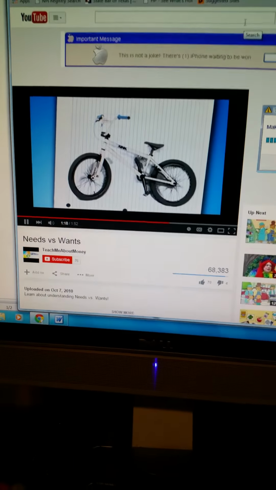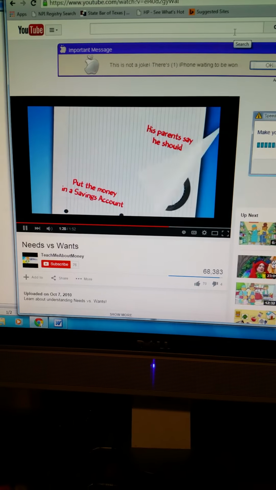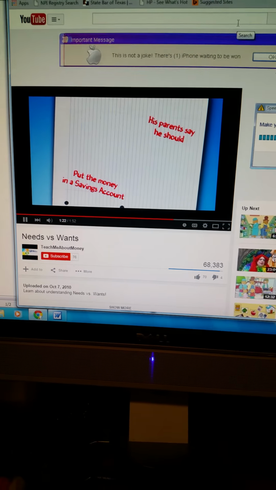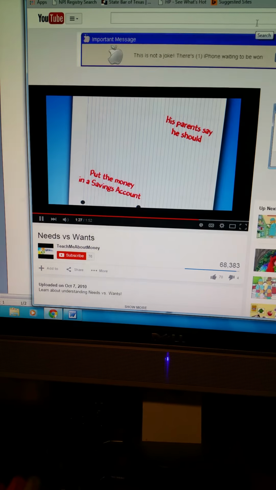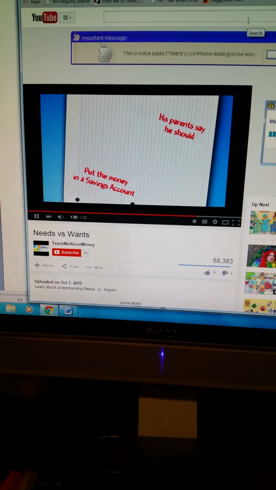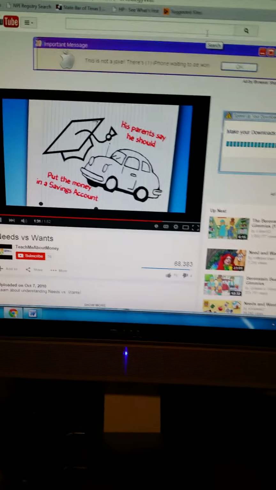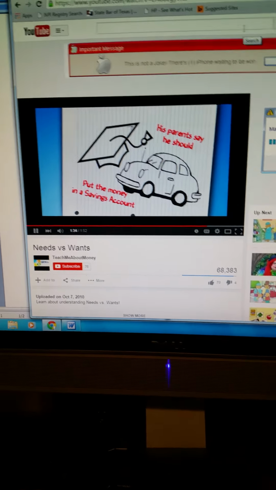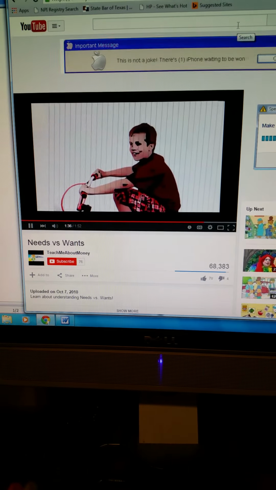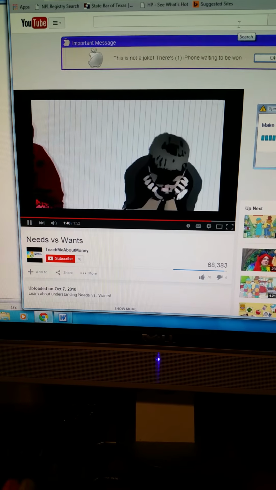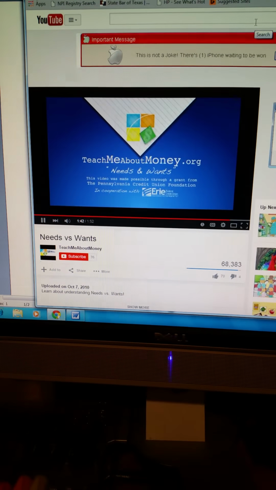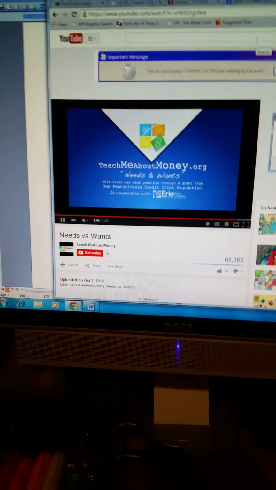But since Jimmy saved his money throughout the year, he can buy this brand new bike, and he even has some money to spare. His parents say he should put the extra money in a savings account so he can start saving now for things he may need in the future, like a car or college tuition. Jimmy can now be found riding to school on his new bike. Now Jimmy enjoys riding to school every day as Alex walks along. This video is made possible through a grant from the Pennsylvania Credit Union Foundation.